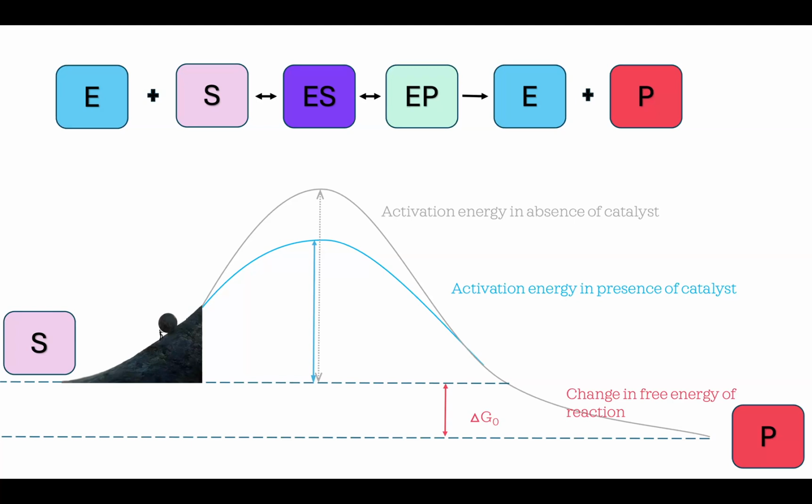So you can see here there is a human trying to push a stone up the hill. And what the enzyme does is decrease the slope of the hill and the height of the hill, making it easier for you to push. So less energy is required for you to get to the top of the mountain. And this is basically what the enzyme does. So it provides an alternative pathway with a lower activation energy, but the difference in free energy between reactants and products remains the same.